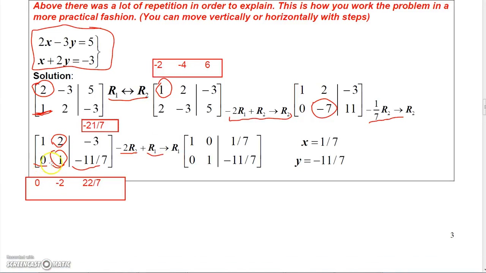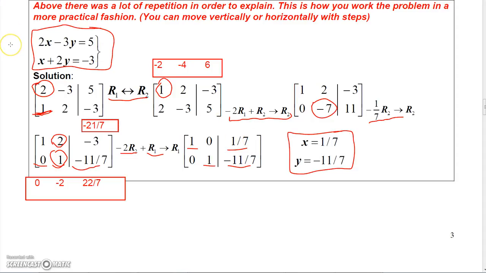So when you multiply row 2 by negative 2, you're going to get 0, negative 2 times 1 is negative 2, and negative 2 times negative 11/7 is positive 22/7. So now I'm going to add that to row 1 and put the result in row 1. 0 plus 1 is a 1, so I'll get a 1 here. Negative 2 plus 2 is 0, so I'll get a 0 here. And then 22/7 plus negative 3. Well, notice up here I wrote negative 3 as a fraction for you as sevenths. Negative 3 is equivalent to negative 21/7, and so 22/7 plus negative 21/7 gives me 1/7 for the answer. So now I know x is 1/7 and y is negative 1/7, and so that's my solution to that system of equations.